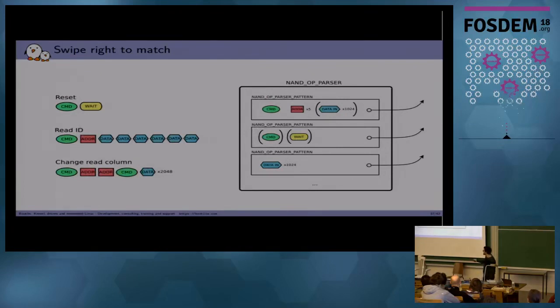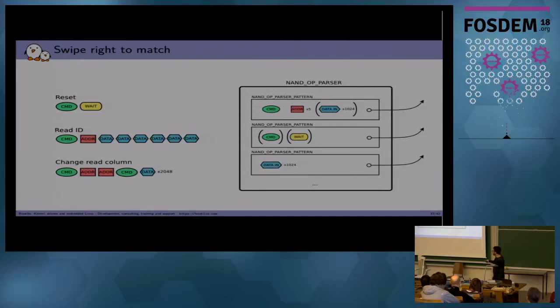For the last example, the third one, the change read column, you want to assert a command cycle, then 2 address cycles, and another command cycle before reading data. This cannot be handled by any of the patterns here. So you'll have to split it into sub-operations. That is done by the parser automatically.